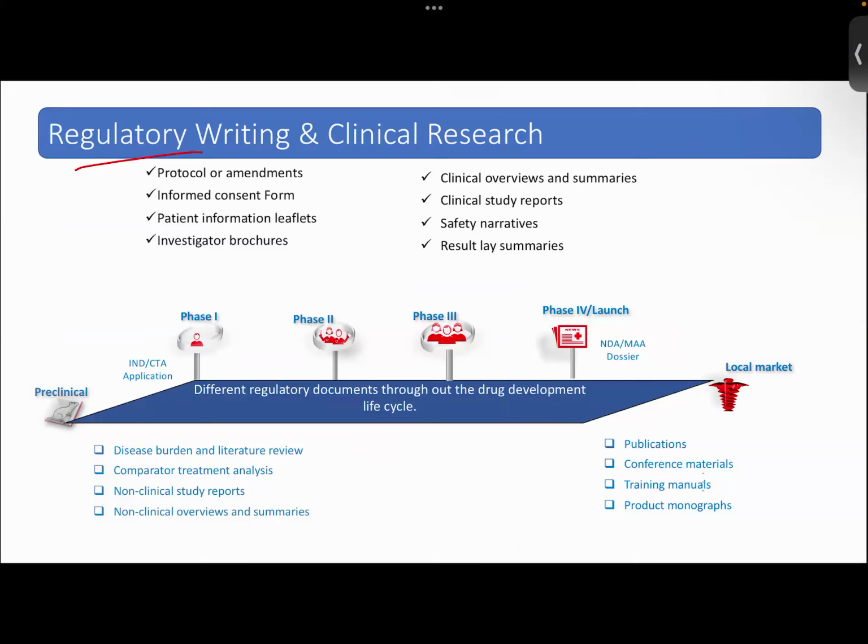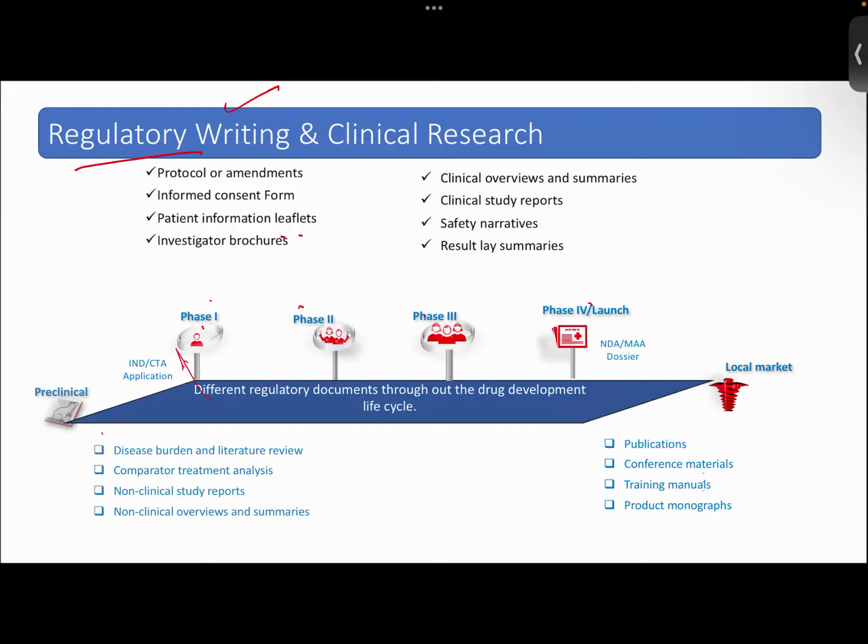So in regulatory writing, you see what the different documents are, because regulatory writing is the main thing, the whole soul of writing. So in the journey of your phase 1, phase 2, phase 3, phase 4, what are the different documents you write?